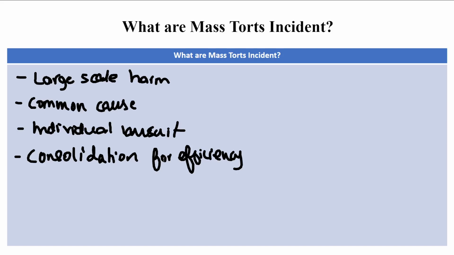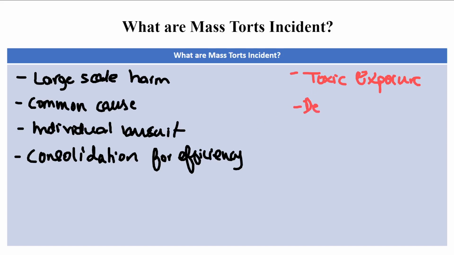Now we're going to go ahead and look at some examples of mass tort incidents. So let me just go ahead and write them down. The first one is toxic exposure. Now, that's where incidents involve a large number of people exposed to hazardous chemicals, like the Camp Lejeune water contamination that affected thousands of veterans and their families.